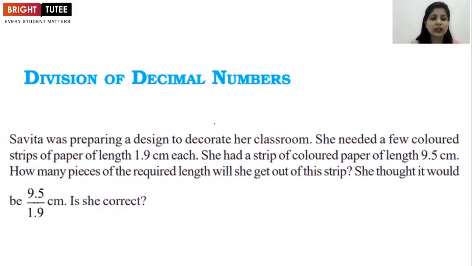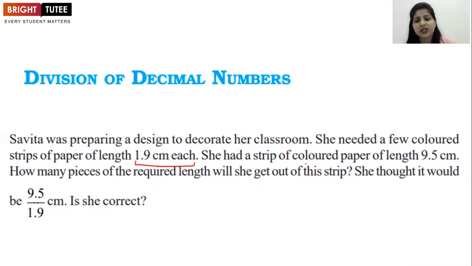Now we will learn about division of decimal numbers. And why do we need to learn this? Just see, Savita was preparing a design to decorate her classroom. She needed a few colored strips of paper of length 1.9 centimeter each. She needs many, and the measurement of each strip is 1.9 centimeter.